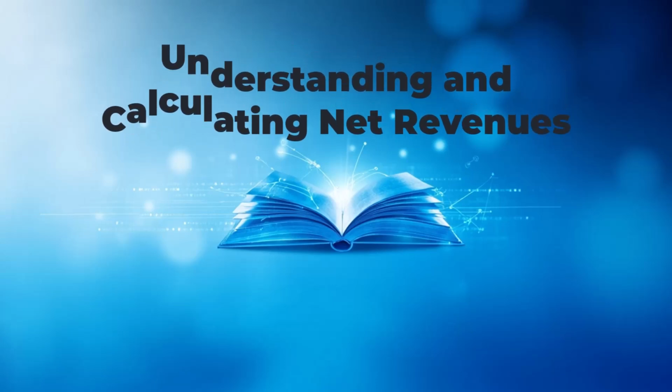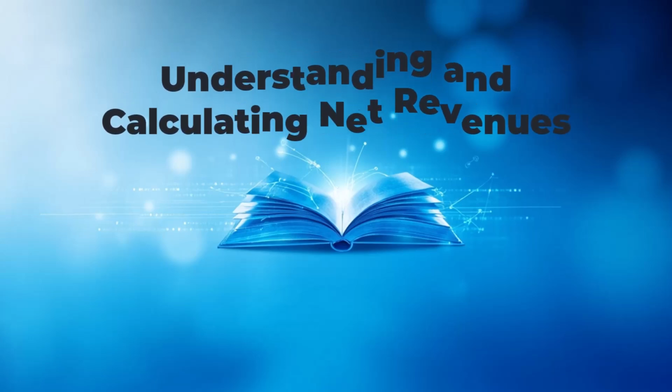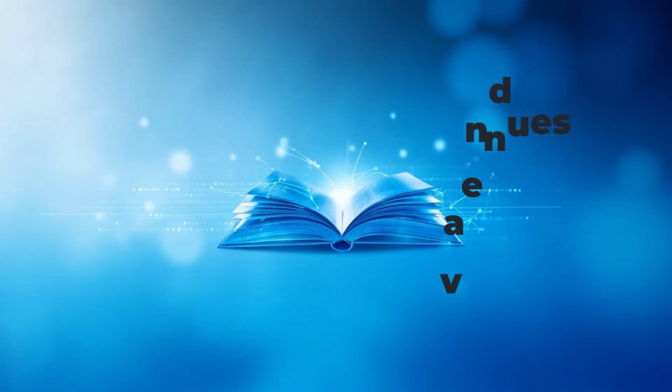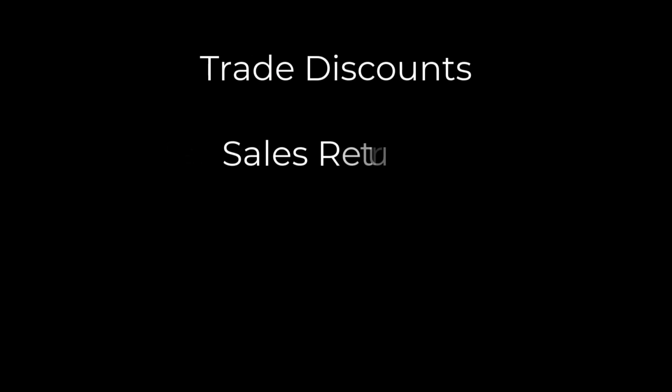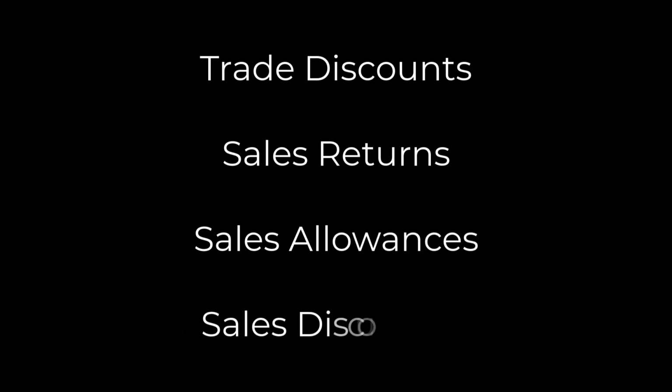Today, we are going to explore how we account for these situations by learning to calculate net revenues, sometimes called net sales. Specifically, we will cover four common types of transactions that reduce gross revenue: trade discounts, sales returns, sales allowances, and sales discounts. Let's use some examples to see how each of these works.